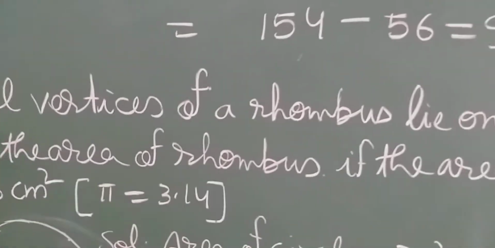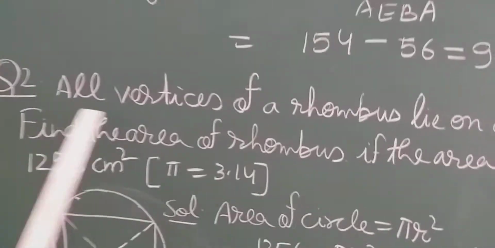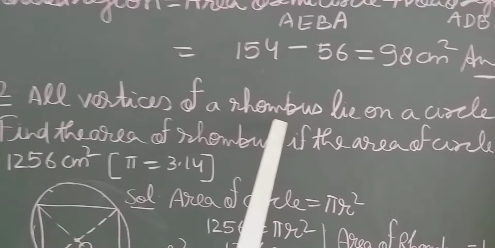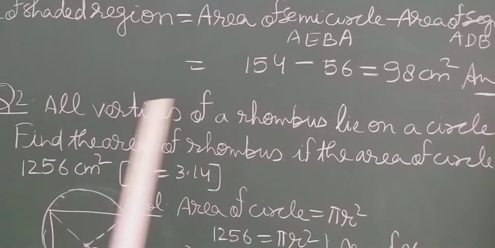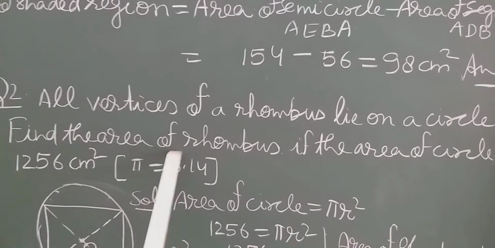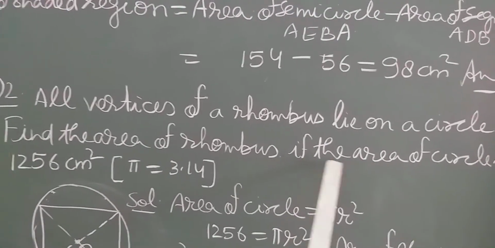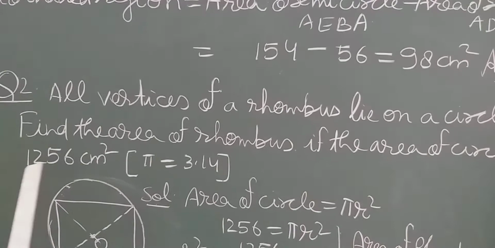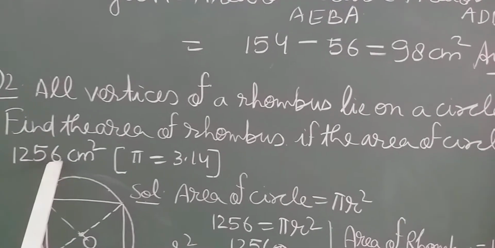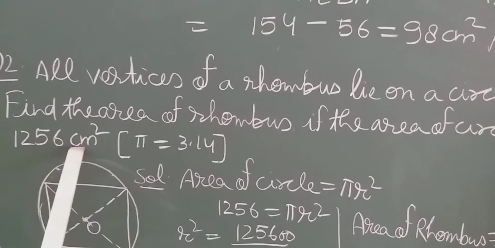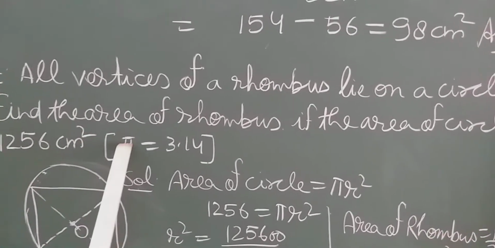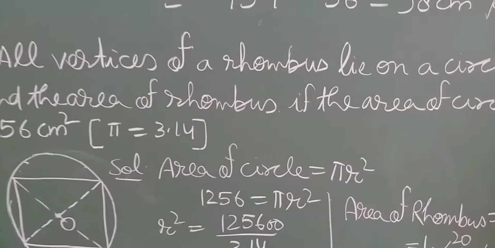Okay, students. Now one more question. Question number 2. All vertices of a rhombus lie on a circle. Find the area of rhombus if the area of circle is 1256 centimeter square. We have to use pi equal to 3.14.